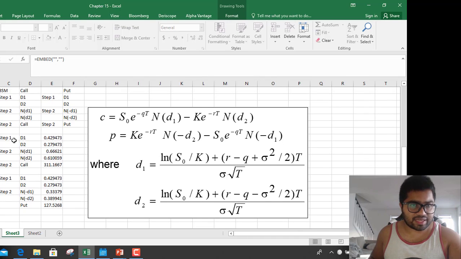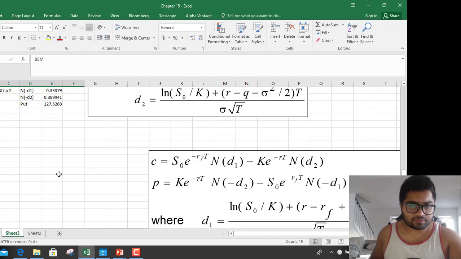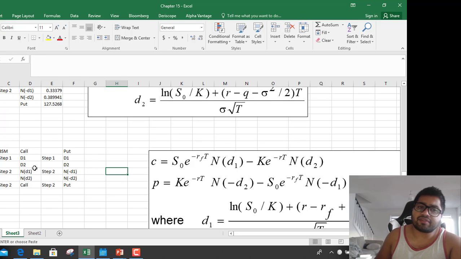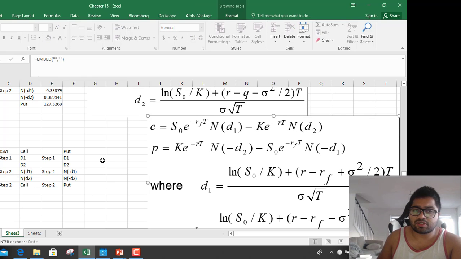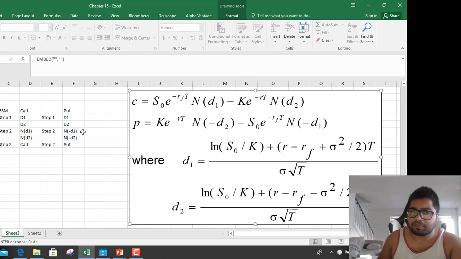Now what are the steps? Steps are the same for calls and puts. So I'll copy that. For calls, calculate D1, D2, N(D1), N(D2) and use the call formula. For puts, calculate D1, D2, N(-D1), N(-D2) and use the put formula.